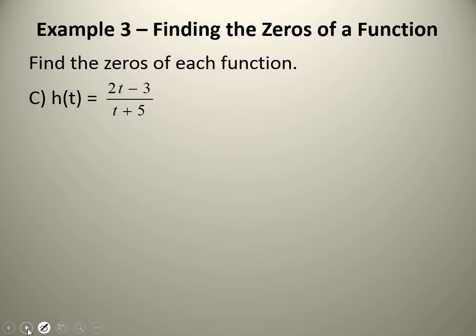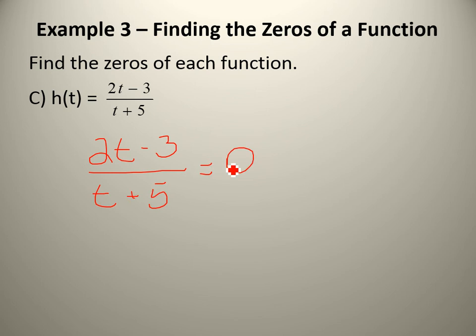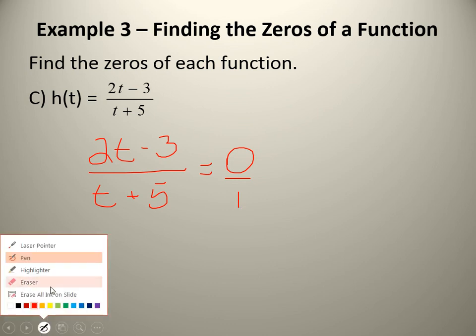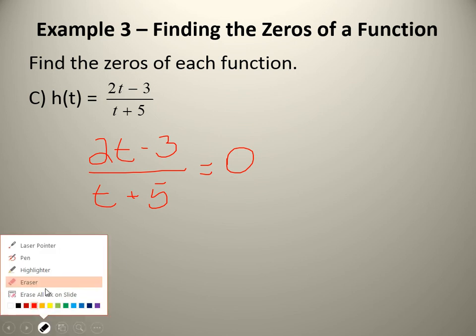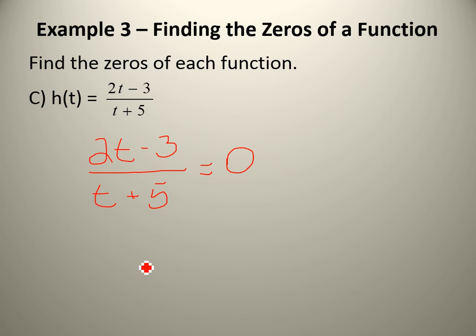For part C, same thing. I'm going to take the equation here. I'm going to set it equal to 0. So two things to remember here. One is, if you're not sure what to do, you can always take this, put it over 1, and cross multiply. That always works. But the easier way to do this would be to take the numerator and set it equal to 0. And the reason for that is because when the numerator of a fraction equals 0, that makes the entire thing equal 0.